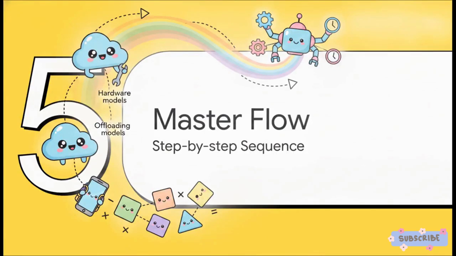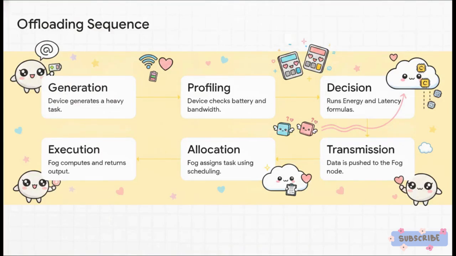So we've covered the hardware constraints, the models, the math, and the algorithms. Now it's time to put it all together in Section 5, the master execution flow. Let's see how this builds into one definitive chronological sequence. We've got a 6-phase master lifecycle flowchart here. Step 1, task generation. The tiny IoT device encounters a computationally heavy task. Step 2, context profiling. The device quickly checks its own battery level and the current network bandwidth. Step 3, decision-making. The local agent runs those energy and latency math formulas we just talked about.